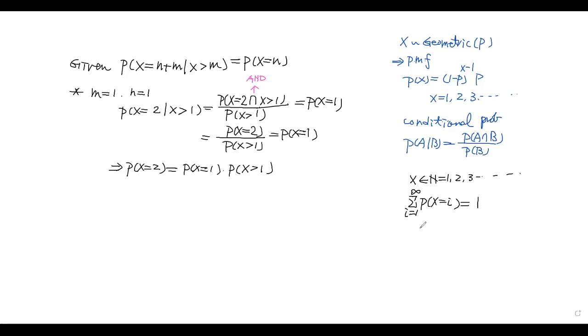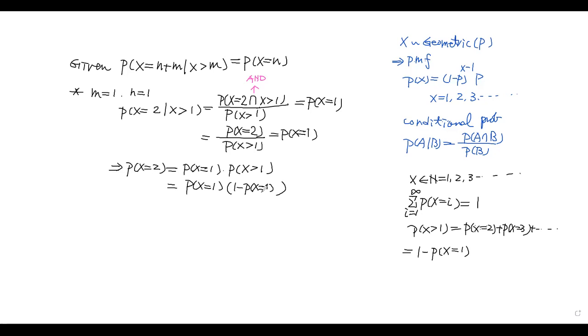Correct? So the probability X greater than 1 means the probability X equal to 2 plus the probability X equal to 3, and so on. So this really becomes 1 minus the probability X equal to 1, right? The only item I did not add is the probability X equal to 1. So now I will have the probability X equal to 2 is the probability X equal to 1 times 1 minus the probability X equal to 1.